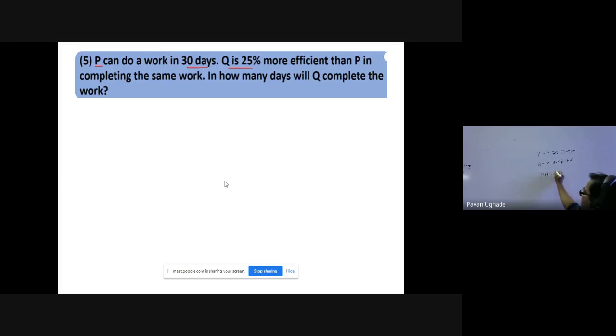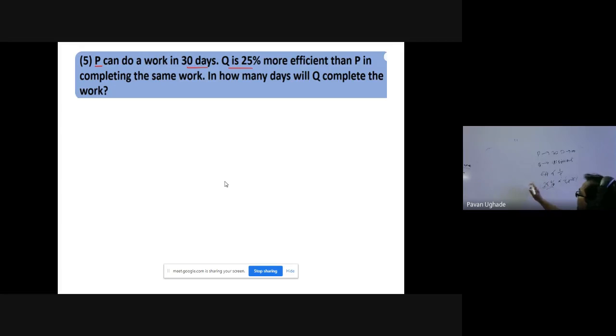Efficiency we have seen, it is inverse proportion to time taken. Efficiency 25% बढ़ा है, so time taken, किसका efficiency बढ़ा है? Q का. So time taken जो भी हो जाएगा, वो भी तो कम हो जाएगा ना. Time taken जो है 25% कम हो जाएगा. Right? Efficiency बढ़ा है तो ये कम हो जाएगा.